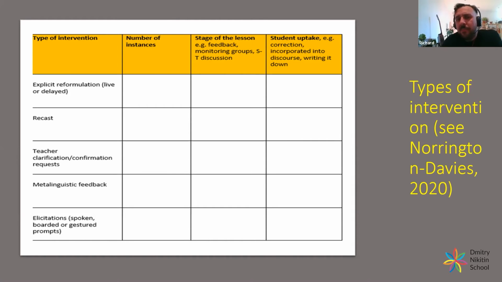We might give learners metalinguistic feedback. So, for example, the student says, I goed there yesterday. No, it's not goed, it's went. You need to use the past simple here. So it's an explicit reformulation, but we're giving metalinguistic knowledge to the students. We're using language about language in order to help the students understand it.